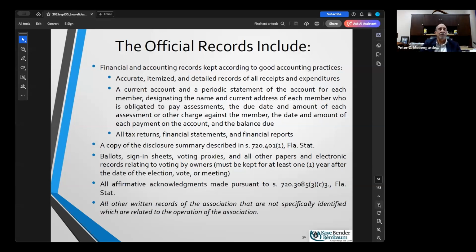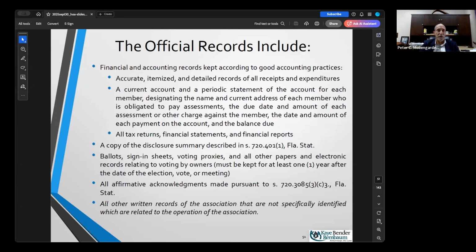Financial and accounting records must be kept according to good accounting practices, and those are part of your records, specifically accurate, itemized, and detailed records of all receipts and expenditures, a current account, and a periodic statement of the account for each member, which must designate the name and current address of each member who is obligated to pay assessments, the due date and amount of each assessment or other charge against the member, the date and amount of each payment on the account, and the balance due.